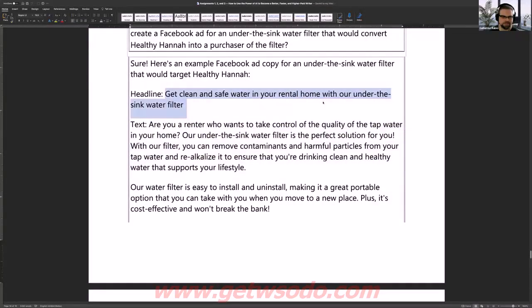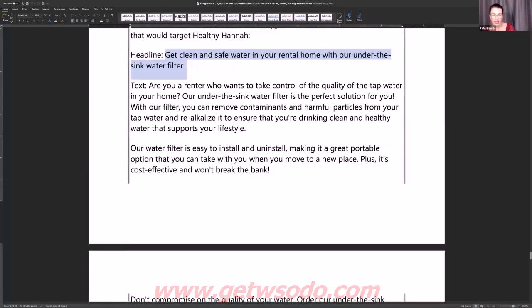Is this, again, just like a statement? There's no curiosity. Yes. There's no benefit. Oh, the benefit's get clean and safe water, but the big assumption there is that I understand that my water is contaminated. I may not be aware of that. And you're giving away the product in the headline again. Yeah, even though it's not naming it.